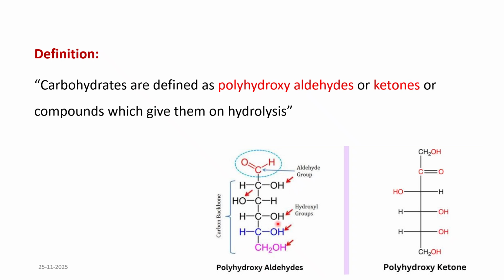So while coming to the definition, carbohydrate can be defined as polyhydroxyaldehyde, or it can also be defined as polyhydroxyketone. This is the structure of fructose. Here the functional group is a ketone instead of an aldehyde. If the structure has a ketone, we call it a polyhydroxyketone structure. Again, going back to the definition: carbohydrate can be defined as polyhydroxyaldehyde or polyhydroxyketone, or the compounds which give them on hydrolysis.